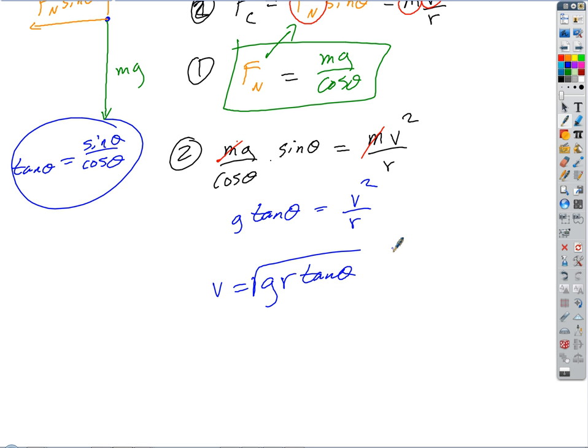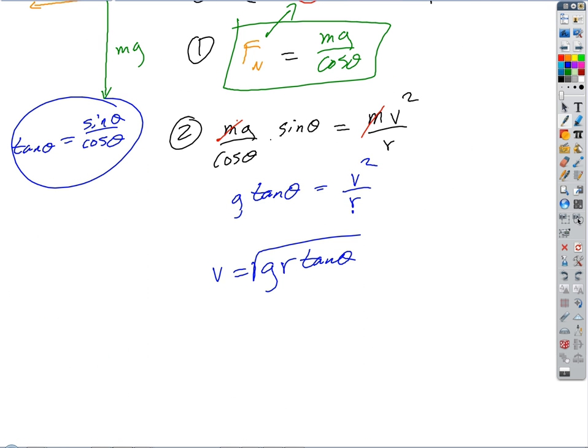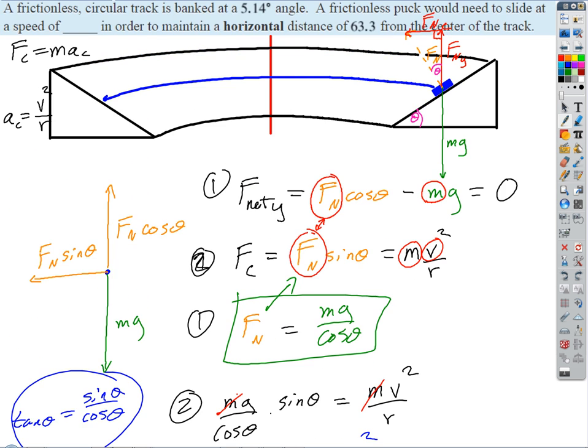How about that? And all this stuff we know. We know the radius. The radius of the track is 63.3 meters. The angle is 5.14 degrees. That's all stuff we can put in our calculator. Isn't that cool? So let me ask you this then. Does that make sense? Let's look at those things.